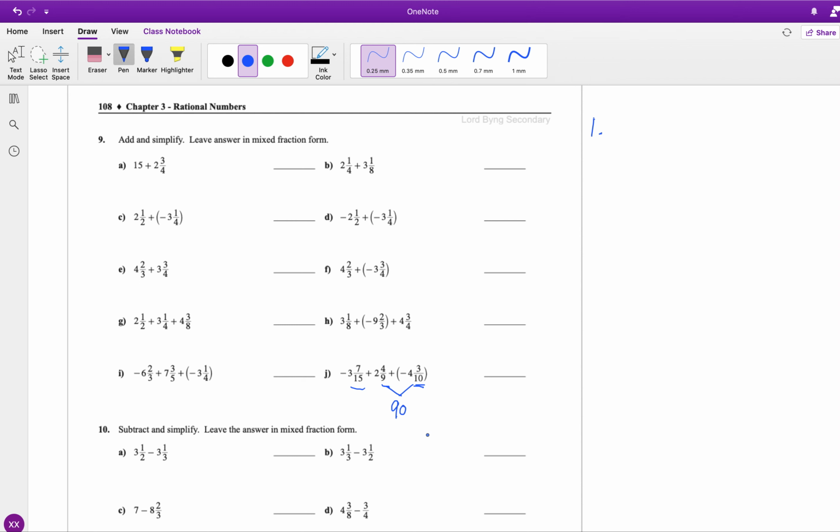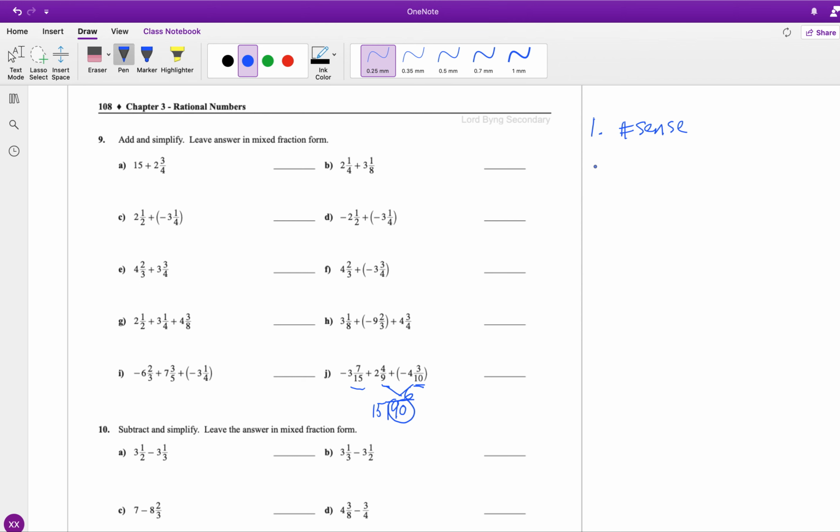So then 90 and 15. Between 90 and 15, 15 does go into 90. 90 divided by 15 is 6. So therefore, the lowest common denominator is 90. So the first thing is just to use number sense, right? Use number sense, then we should have no problem.